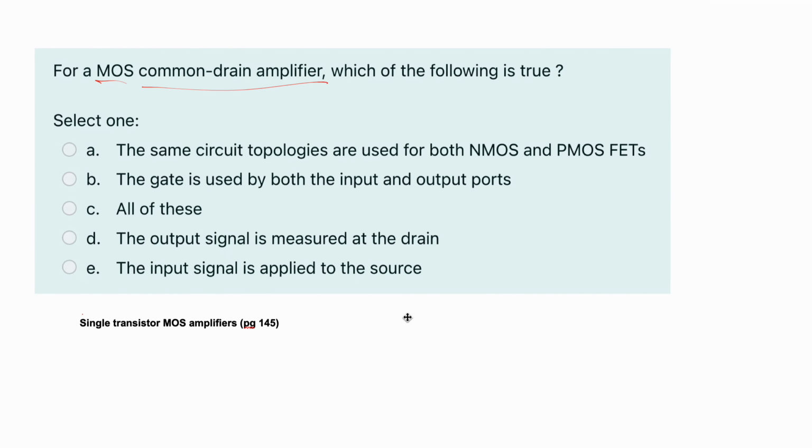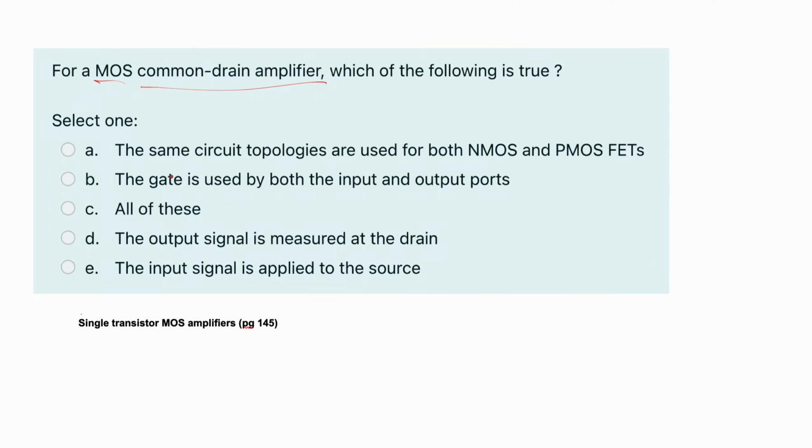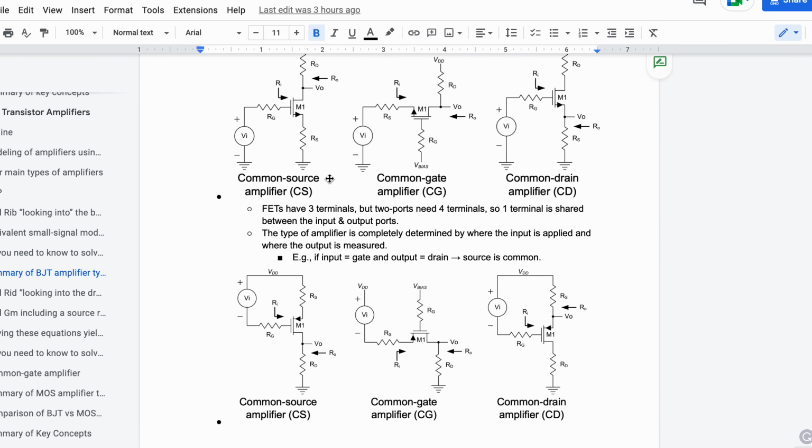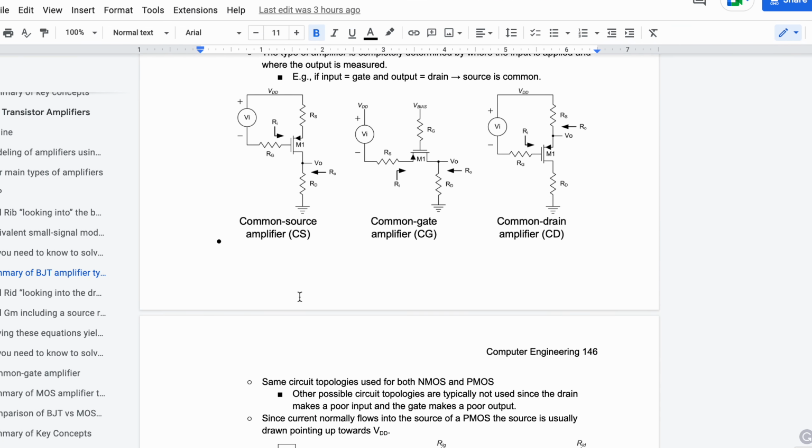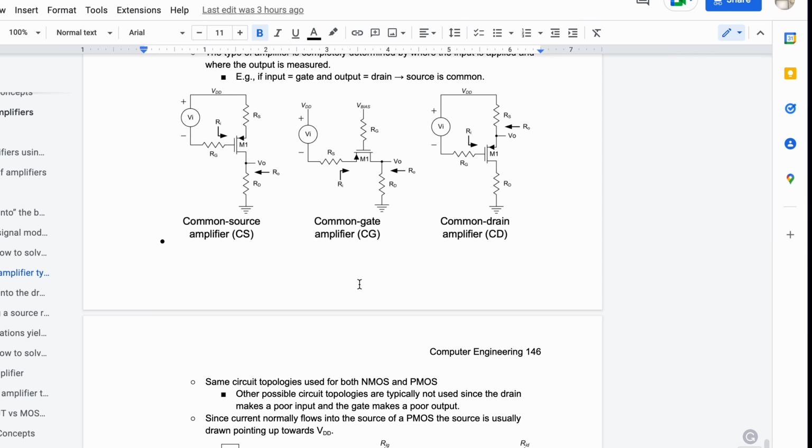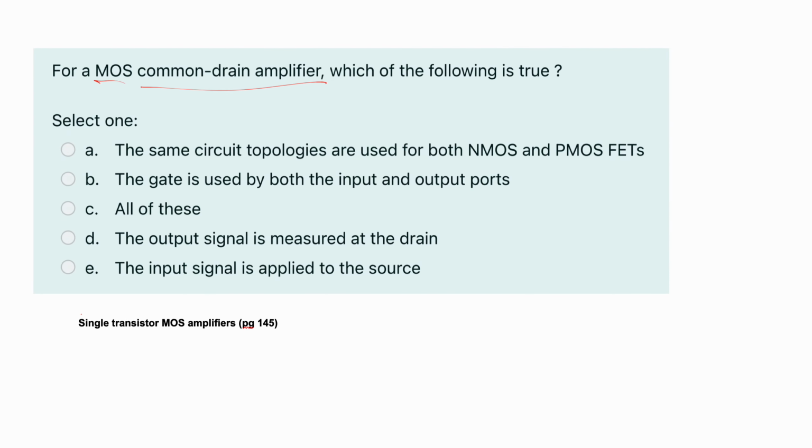So let's look back at our problem. First, it says the same circuit topologies are used for both NMOS and PMOS FETs. If we scroll down a little bit, we're going to see that the same circuit topologies are used for both NMOS and PMOS. Other possible circuit topologies are typically not used since the drain makes a poor input and the gate is going to make a poor output. So these are the topologies that we're going to be using. So far this one is true, but that might not be our only answer because we have all of the above.